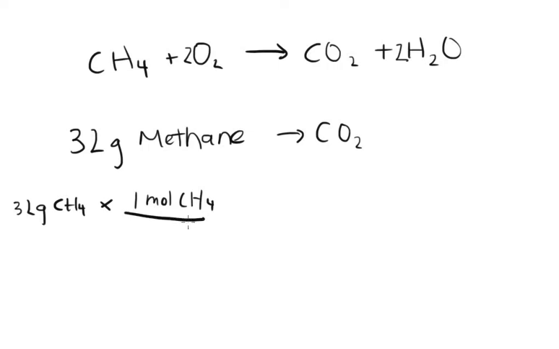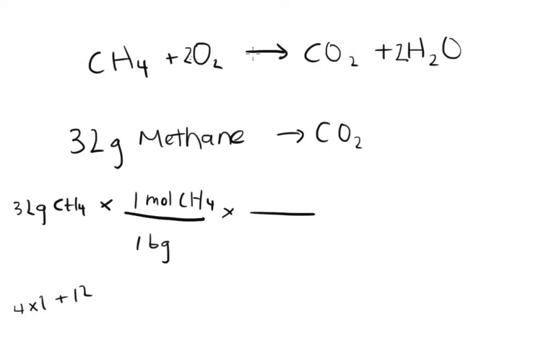So the molar mass of methane is 4 times 1 plus 12, so 16 grams. So 16 grams, a mole of methane is 16 grams. So we now have moles of methane. So now we have to convert moles of methane into moles of carbon dioxide.